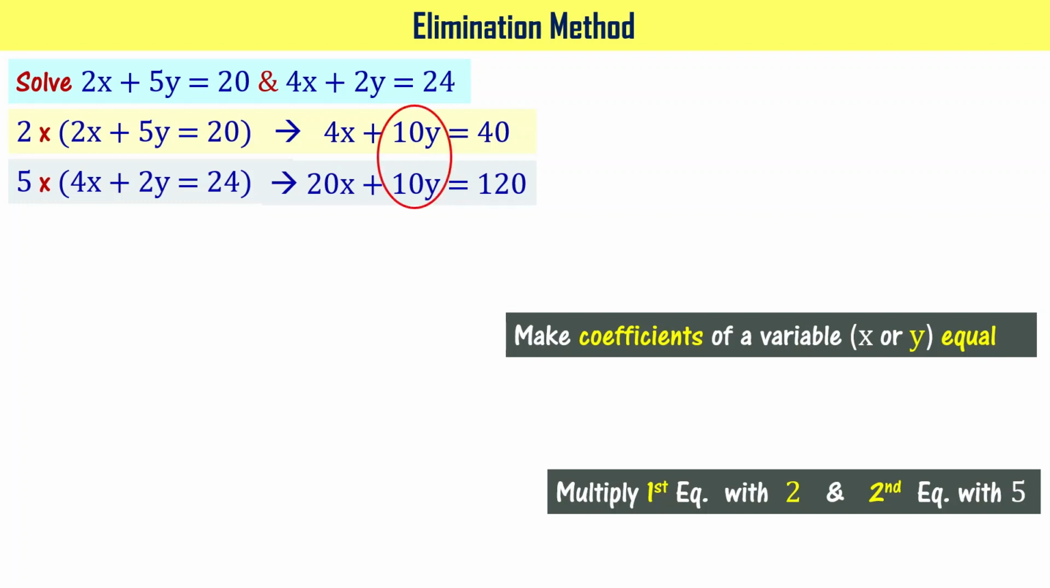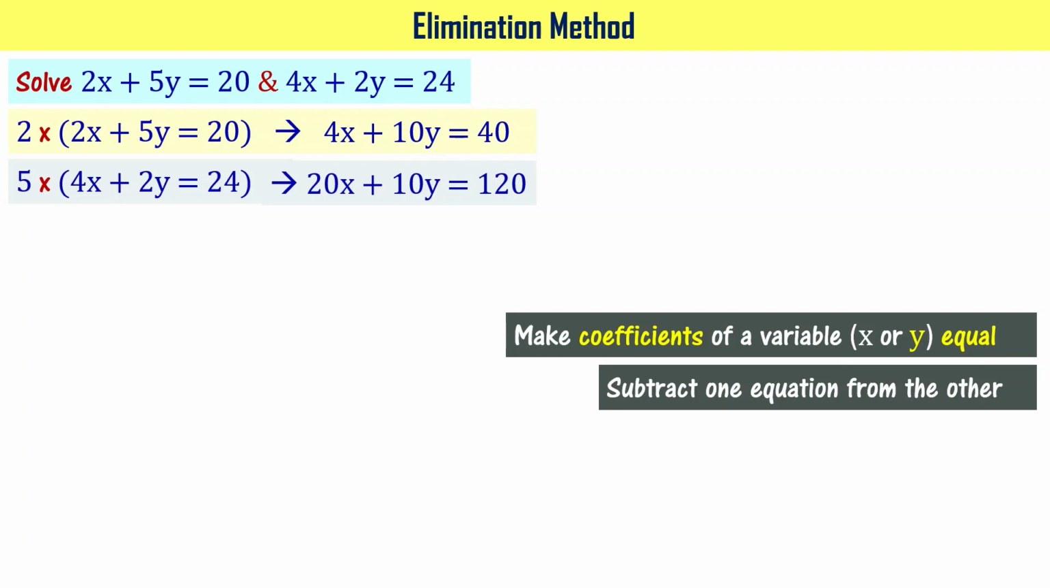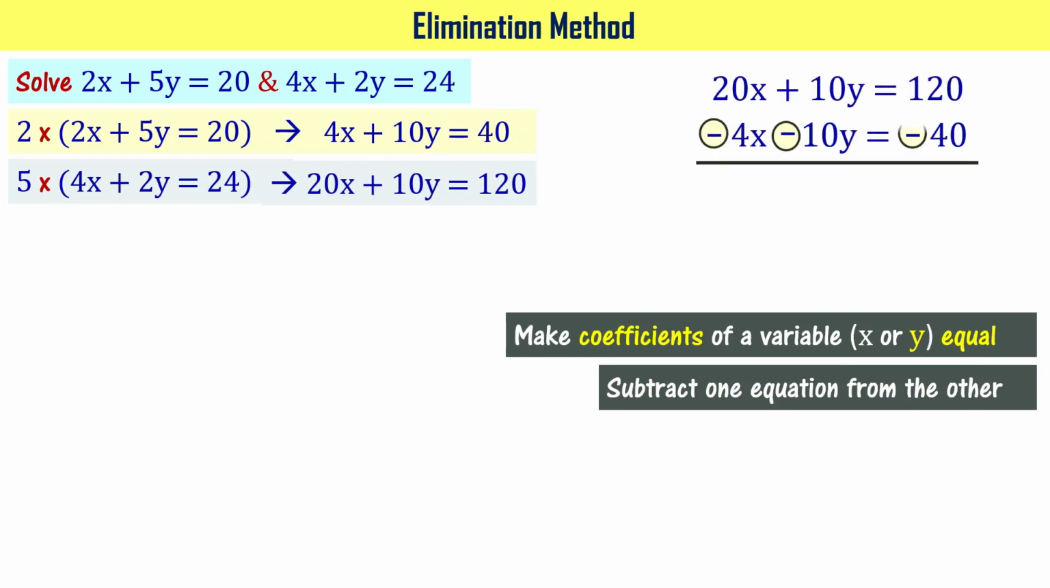If you observe here, the coefficient of y in both the equations is same, that is 10, right? Unlike the earlier case where we made coefficients of x equal, here we made coefficients of y equal, right? One can do whichever is comfortable to them. And the next step is we have to subtract one equation from the other. When you do that, you get 16x equal to 80. It means x equal to 5.